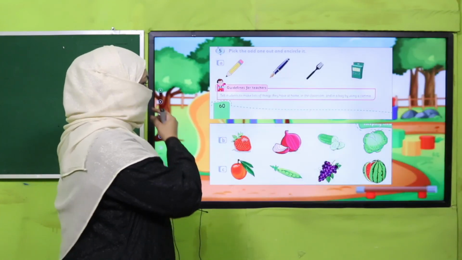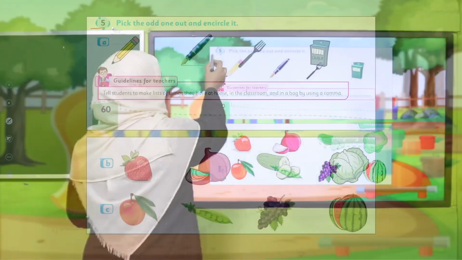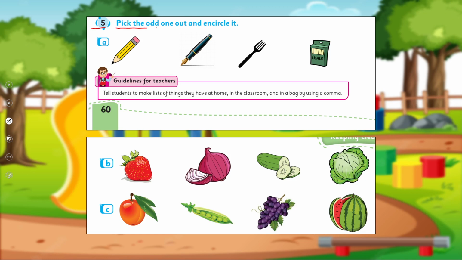So let's practice it in your book. This is question 5. Pick the odd one out and encircle. You will look at the pictures and find out which does not go with the rest of the pictures. Pause the video, complete this task in your book, and then come back.